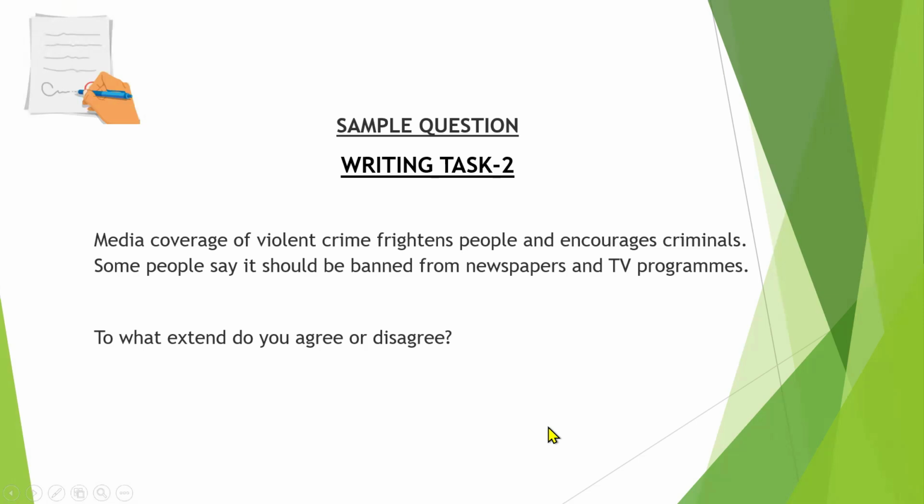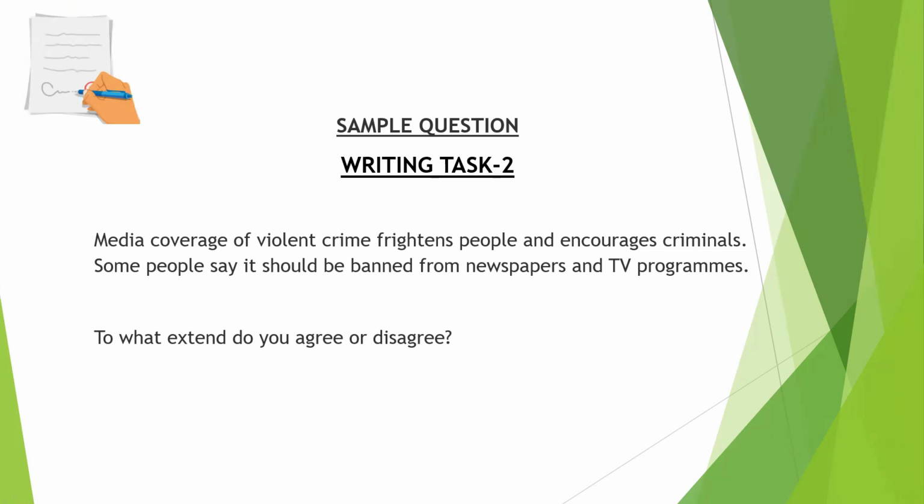Here, all of you can see a sample question for the writing task 2. And this is how your question will be. A situation will be given to you, and you will have to write an essay on the given instruction. So what is the situation given to all of you here? Media coverage of violent crime frightens people and encourages criminals. Some people say it should be banned from newspapers and TV programs. To what extent do you agree or disagree?